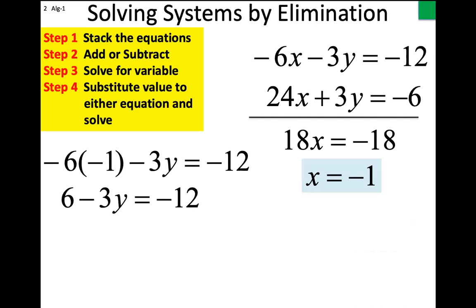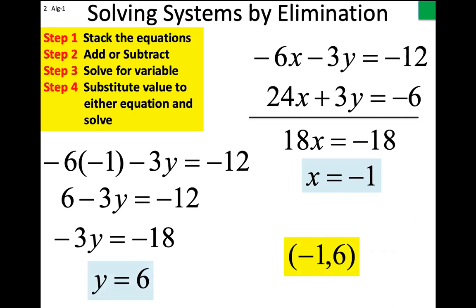Subtract 6 from both sides, we get negative 18. Divide by negative 3, and we get positive 6. So we get negative 1, 6.